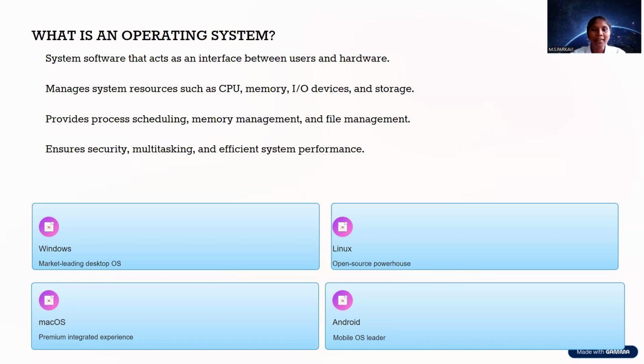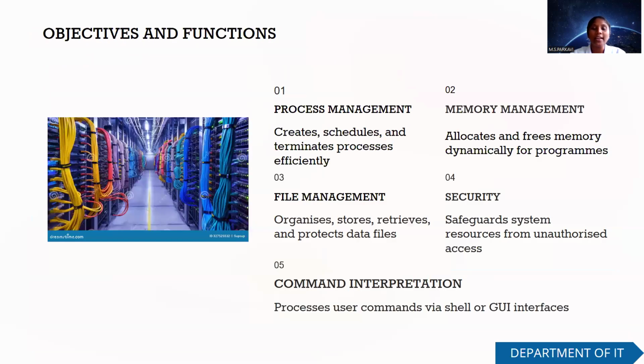The main operating systems are Windows, Linux, Mac, and Android. Windows means the market leading desktop OS, Linux is open source power, and Mac is the premium integrated experience, and Android is nothing but a mobile OS. Then the next slide, we discuss objectives and functionalities of operating system.